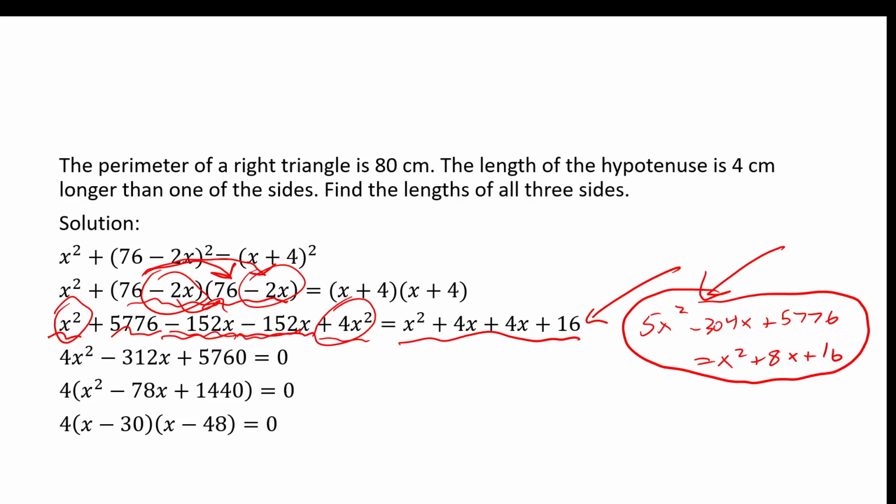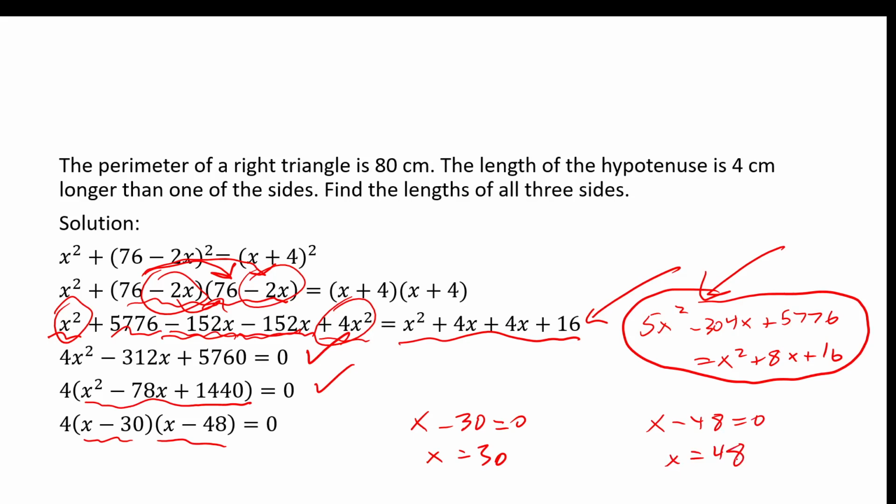And now we have an equation here that I just circled in red. We just subtract x squared from both sides, subtract 8x from both sides, subtract 16 from both sides, and we get this wonderful equation. We see an opportunity to factor out a 4, so we take it. And then we see an opportunity to factor a trinomial or use the quadratic formula. We take it. Okay, we get x minus 30 or x minus 48. So that means x minus 30 is 0, meaning x is 30. Or it means x minus 48 is 0, meaning x is 48.